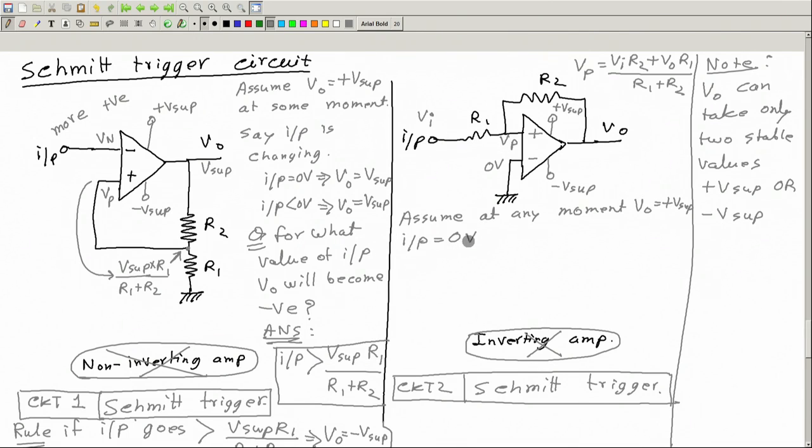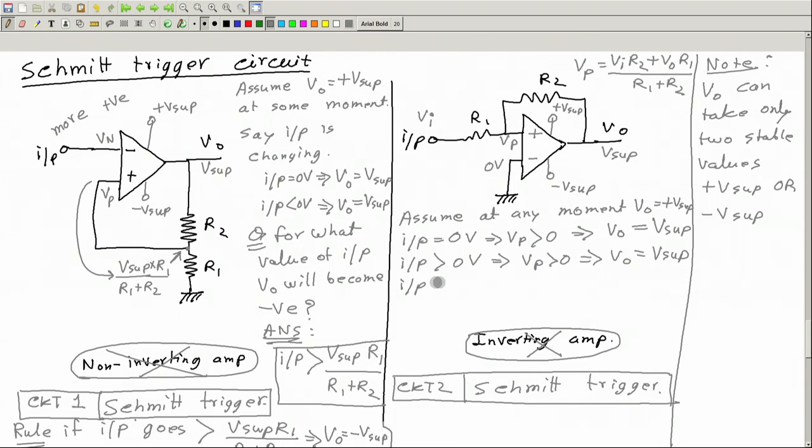Now, if the input is 0 volt, then VP will be positive, since you are assuming VO is positive, V supply, and this is 0. So VP is greater than 0, and if this is greater than 0, the static characteristic of the op amp says VP is greater than VN. So the output will remain positive. Now say I make the input greater than 0. Both are positive, VP will of course be positive, and therefore the output will remain positive.